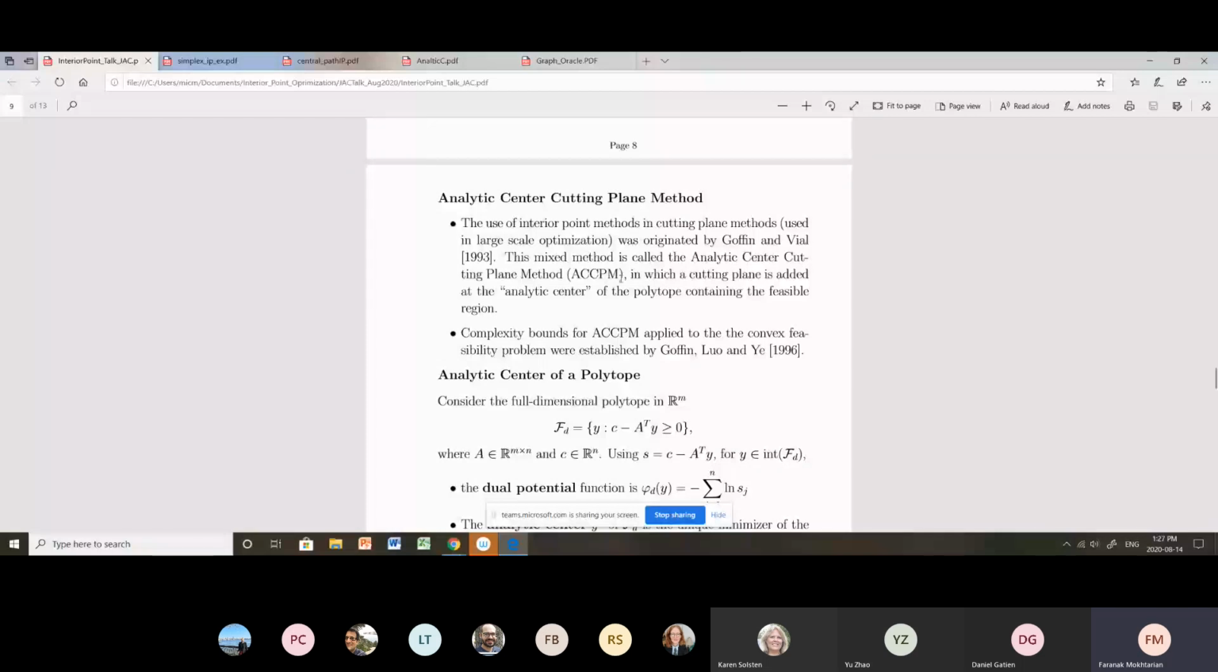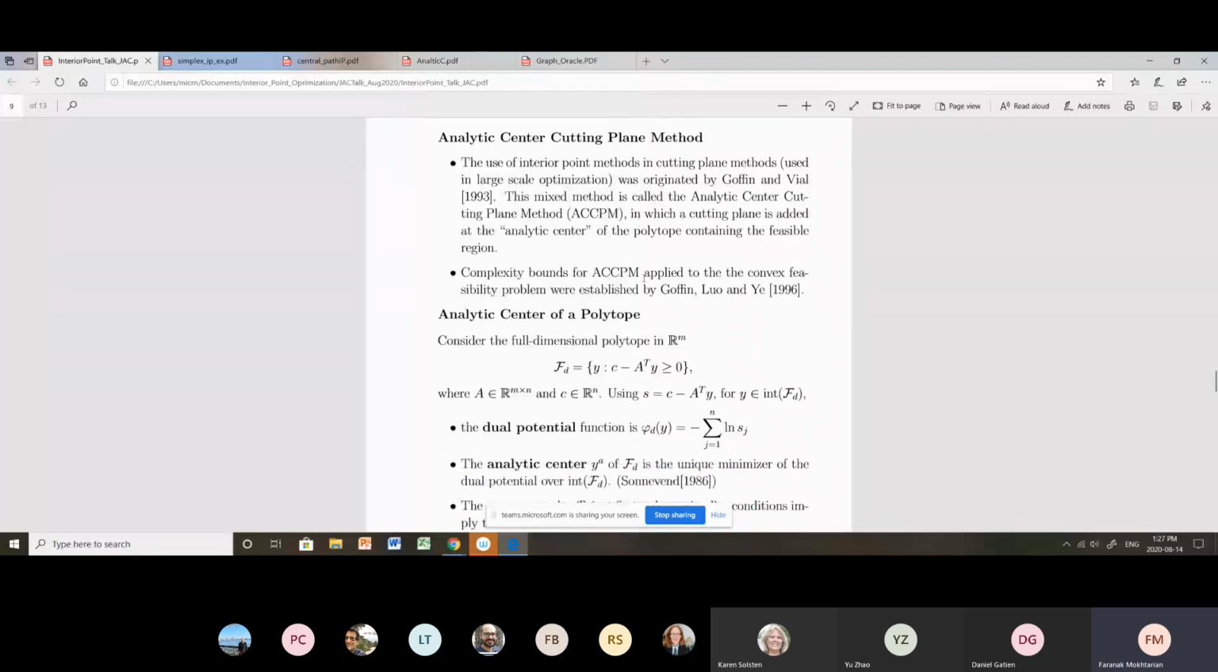So the cutting planes, instead of being added at the exterior of the polytope that contains the feasible region, are added at central points, the central part of the feasible region, which is called the analytic center. And later they established the complexity bound with the help of Liu and Ye in 1996.